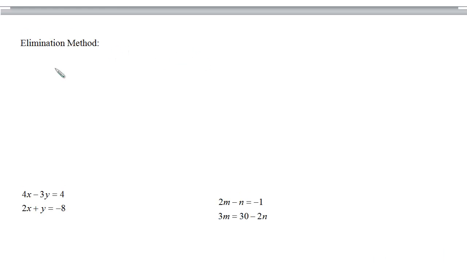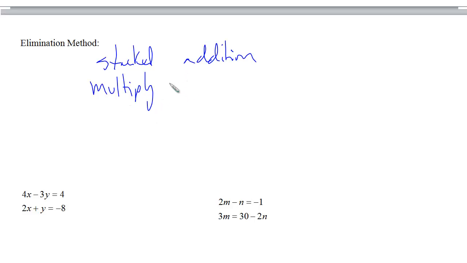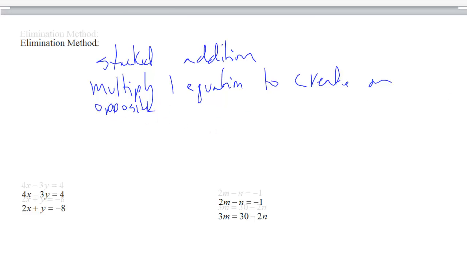The elimination method is very similar to old school stacked addition. And you will go ahead and multiply one equation to create an opposite. And here's what that means.